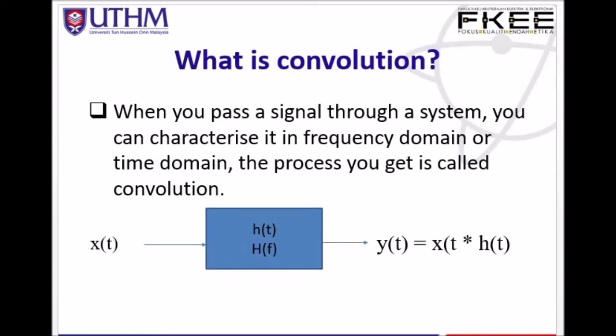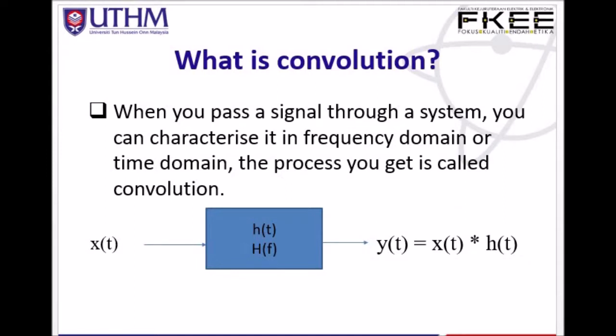First of all, what is convolution? Convolution is when you pass a signal through a system, and you can characterize it in the frequency domain or the time domain. The process you get is called convolution. For example, you have the input x(t) and the system h(t), and then the output is the convolution of the input and the system. So y(t) equals x(t) convolved with h(t).